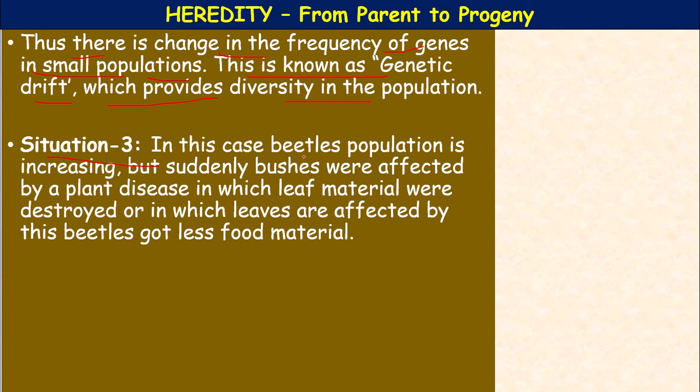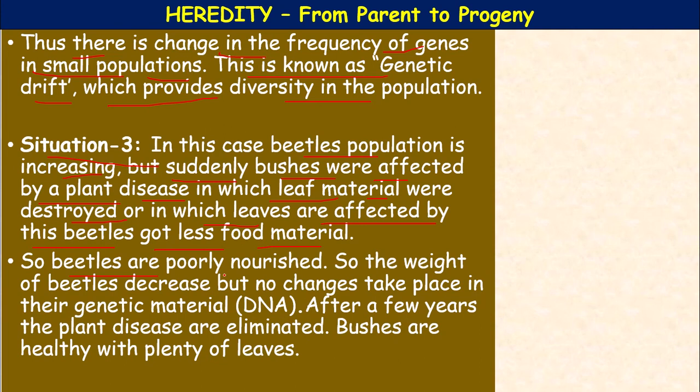It is the case where the beetle population is increasing, but suddenly the bushes are affected by a plant disease. Okay, situation number 3. Here malnutrition occurs for the beetles. The plant on which they used to live is affected with the disease, in which the leaves are destroyed, so the beetles get less food material. So, the beetles are poorly nourished. The weight of the beetles decreases, but no changes take place in their genetic material, that is, the DNA.